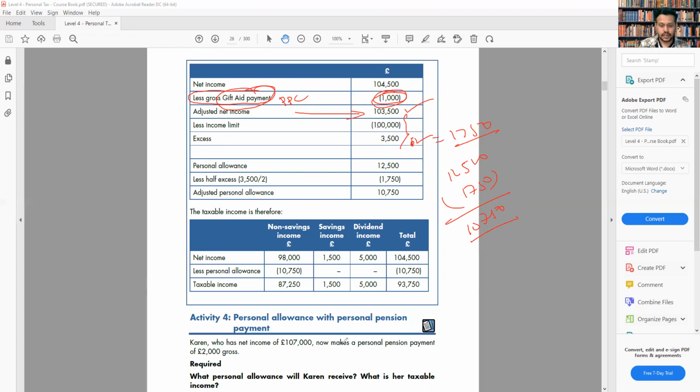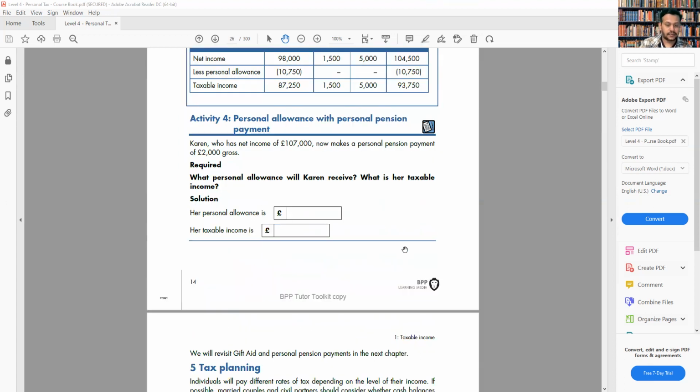All right, let's move on to one of the examples. Let's do activity 4, personal allowance with personal pension payment. So you have Karen, who has net income of 107,000. She makes a personal pension payment of 2,000 gross. What personal allowance will Karen receive? What is her taxable income? So two things, personal allowance and the taxable income.